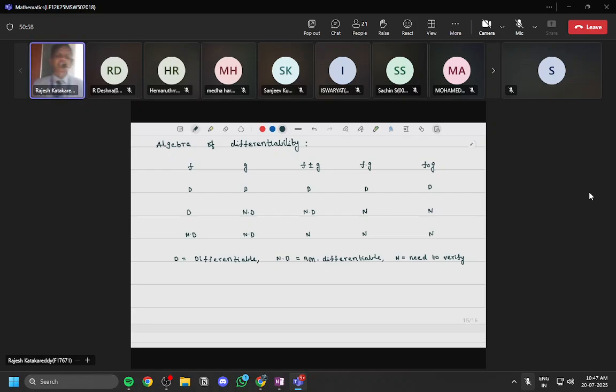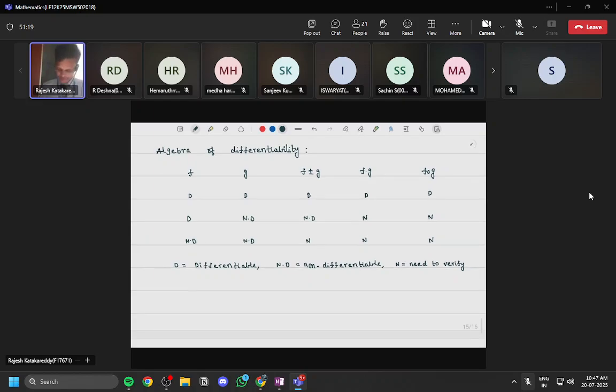So copy this table. Let us see the counter examples. Starting with one differentiable and one non-differentiable, if I do product, I am going to get maybe differentiable or non-differentiable, that needs to be verified. Let me know once you have copied this.